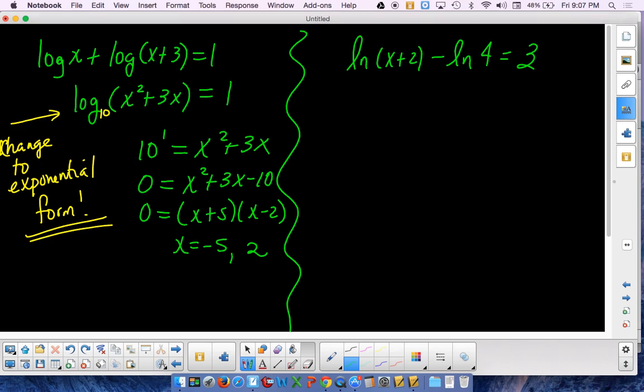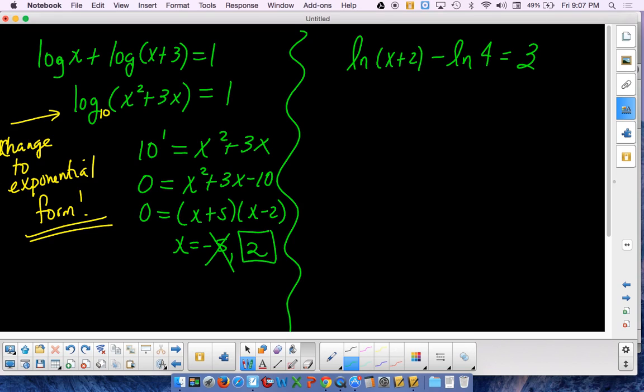I have to check my answers, and I have to check in the original problem. So if I was to sub -5 up there, I'd have the log of -5. Well, that's not allowed. Can't have a log of a negative number. If I put 2 in there, that's good. If I come over to the second expression, 2 plus 3 would make 5. That's good. So 2 is a possible answer.